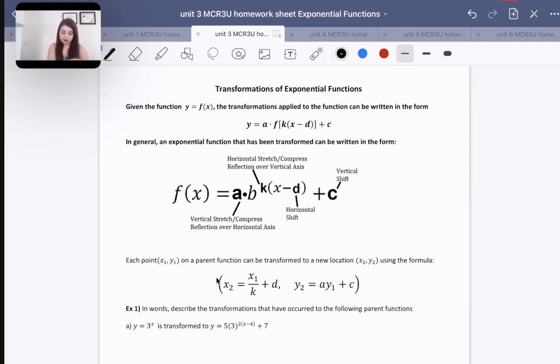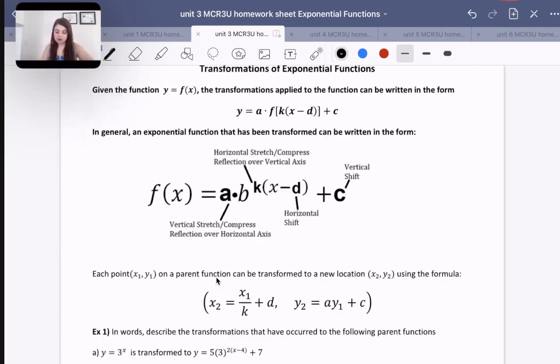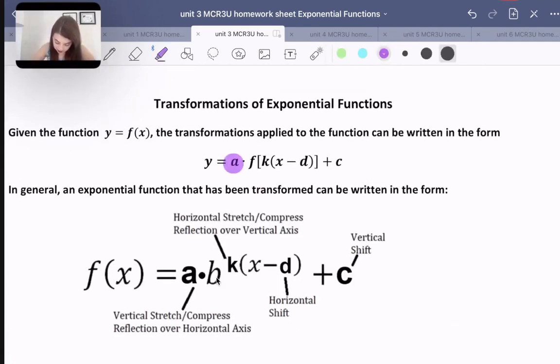You may recall that any function can be written in this form here, where we have a, k, d, and c, and each of these has, for lack of a better term, a function in the function. It has a sort of purpose of what it does to the original function. For example, a vertically stretches or compresses, and it also reflects across the horizontal axis. So it's a reflection in the horizontal axis, or the x-axis, in the event that a is negative. So if we see a negative a, we know we flip it.